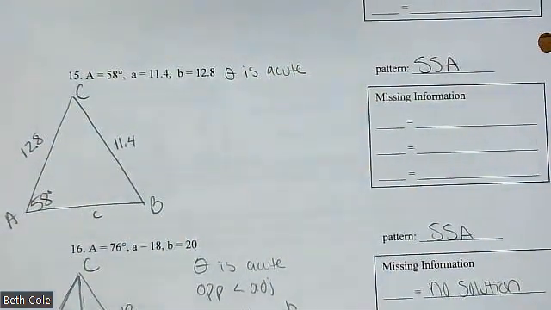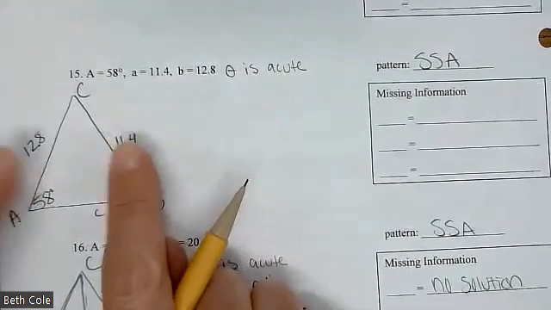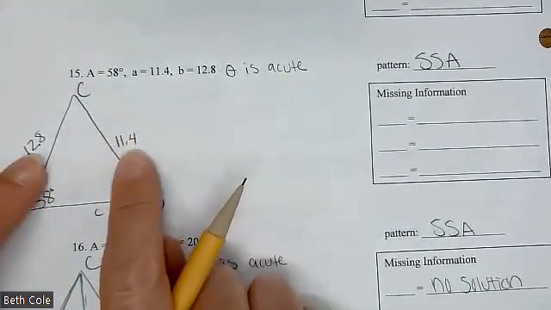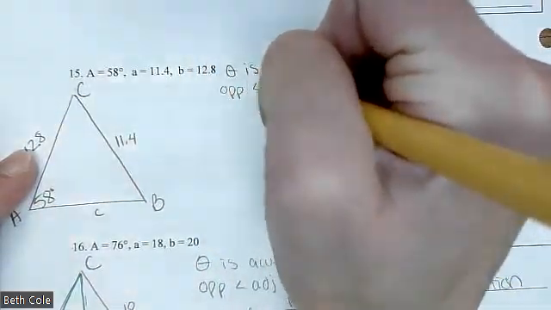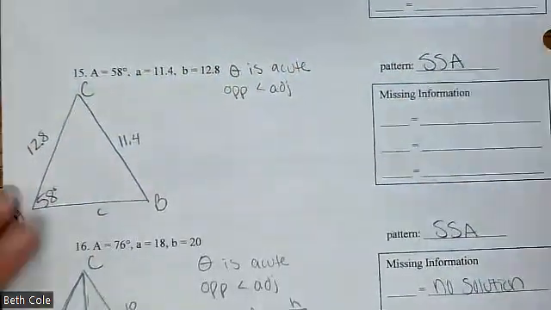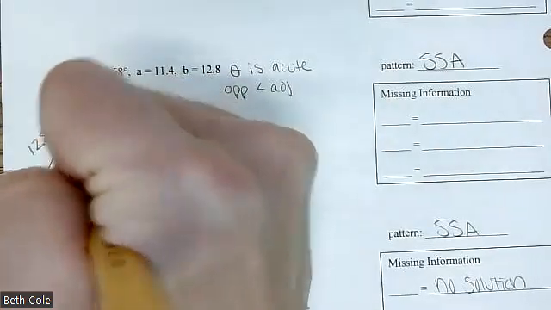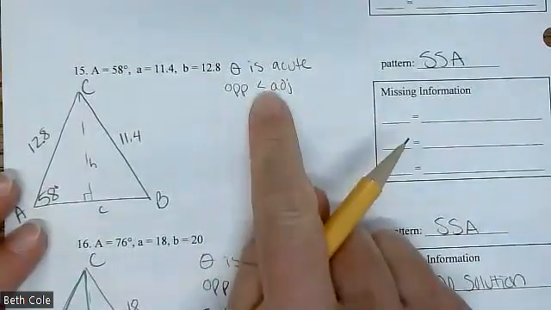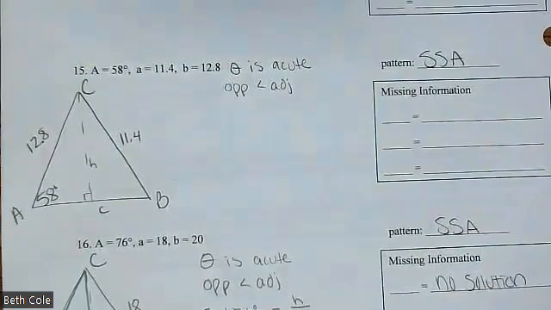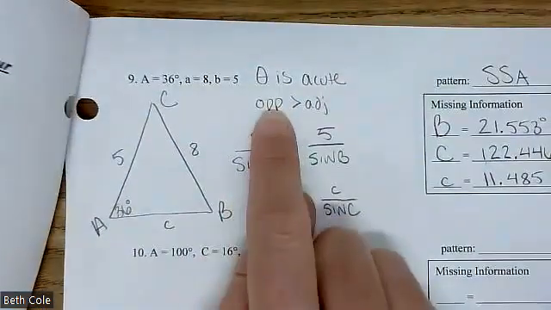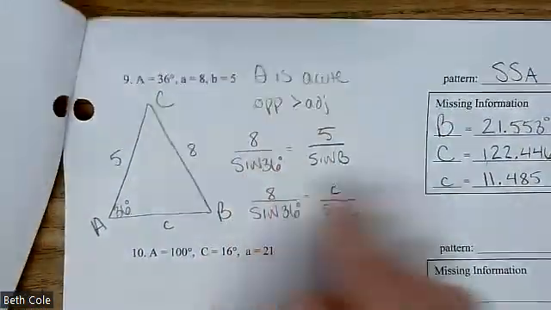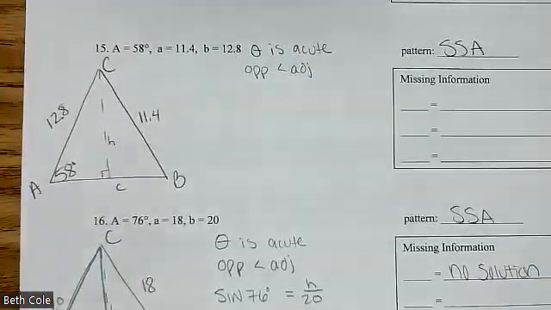So we're doing the similar thing that we just did in 16. Opposite is what? Smaller. 11.4 is smaller than 12.8. And that means we have to find the height. If the opposite side was bigger, you would just do the problem. Didn't we have one like that already? Yeah, where we did this analysis and the opposite side was bigger and we were like, okay, cool, just do the problem. If it's not big enough, that's where you got to find the height.